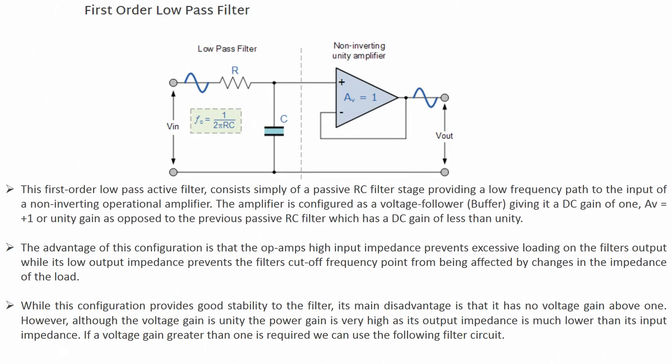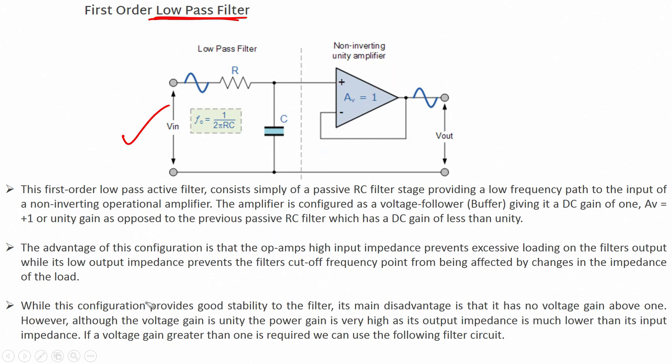So, until here we were looking at low pass filters, but those were passive filters. Passive filters means the op amp was not there. We were looking only at this circuit where a resistor and capacitor were there, correct. Now we are looking at the low pass active filter.